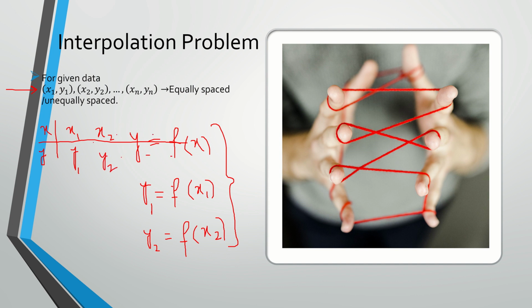Okay, so then a procedure or process through which we find the value of y for some unknown values of x, for intermediate values of x. This value of x could be anywhere between x1 and x2, or x2 and x3, and so on.